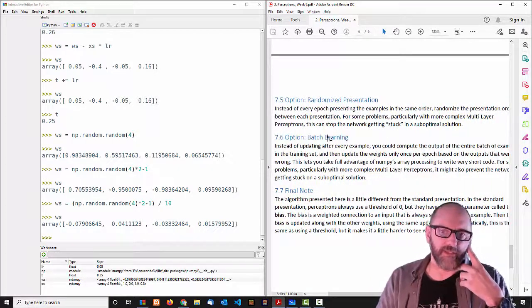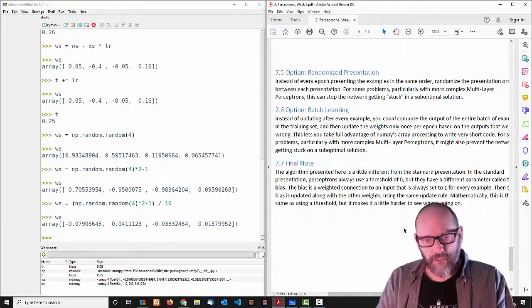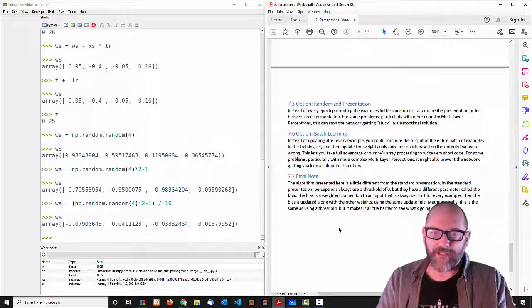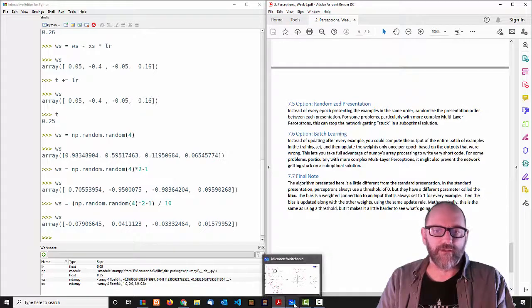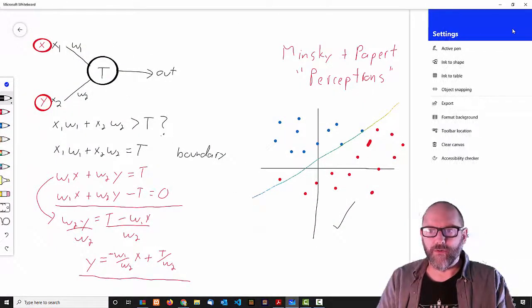But anyway, these are just things to play around with if you've got time and you feel like it. The one last thing that I would like to alert you guys to is that if you're going out into other materials and looking for help on this stuff, the perceptron learning algorithm I've presented to you here is a little bit different than the standard presentation out there in the world.